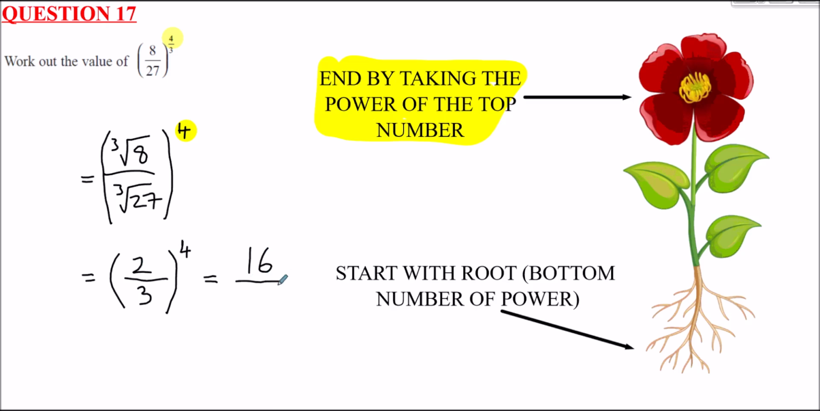And at the bottom, 3 to the power 4. 3 multiplied by 3 is 9. 9 multiplied by 3 a 3rd time, 27. Multiply 27 by 3 gives 81. So 8 over 27 to the power 4 thirds is 16/81.